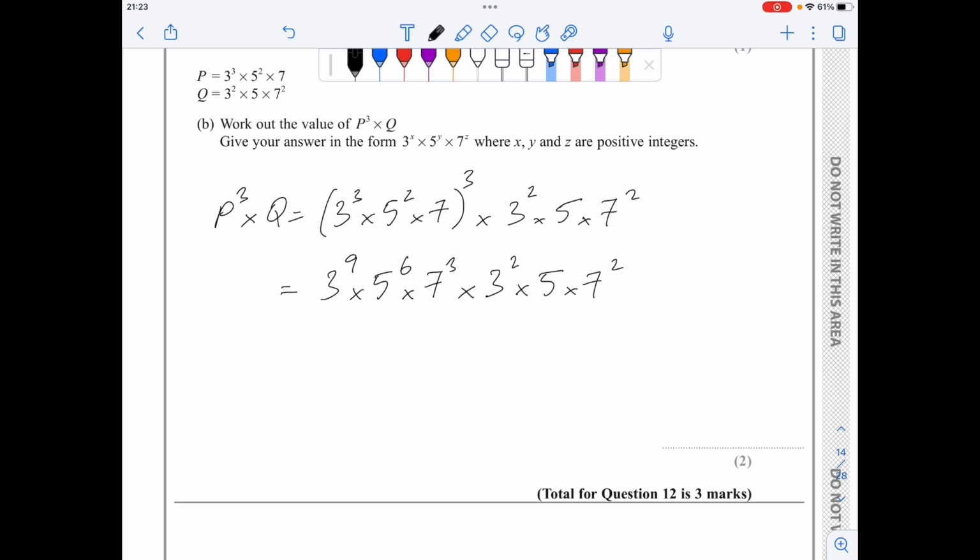And then I will add the powers of equal bases. So 3 to the 9 times 3 to the 2 gives me 3 to the power of 11. Times, similarly for 5, I will get 5 to the power of 7, times 7 to the power of 5. And this is my final answer.